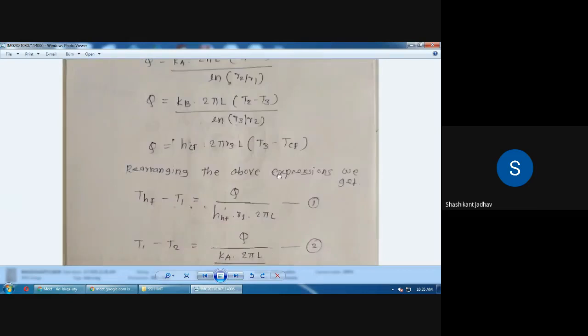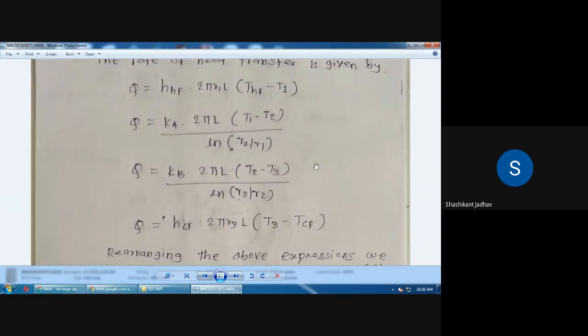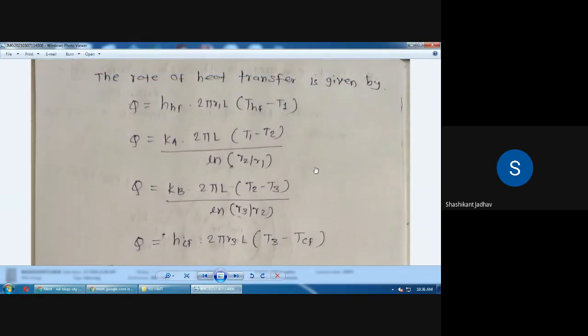Okay, so what are that 4 equations? The rate of heat transfer is given by, write down this 4 equation. Q is equal to HHF into 2 pi R1 into L. म्हणजे सेंटरला जे काही फ्लुइड असणार आहे त्याच्यामुळे जो काही हीट ट्रान्सफर होणार आहे त्याचं इक्वेशन असणार आहे. देन लेयर A मधून हीट ट्रान्सफर किती होतं, देन लेयर B मधून किती हीट ट्रान्सफर होतं, देन सराउंडिंग मध्ये जे काही एअर असणार आहे त्याच्यामध्ये कशी हीट ट्रान्सफर होणार आहे बिकॉज ऑफ द कन्व्हेक्शन. So write down these 4 equations for the 4 modes of heat transfer. So write down Q is equal to HHF into 2 pi R1 into L, THF minus T1.